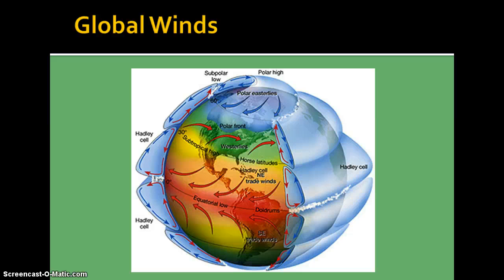So instead of that nice simple diagram where we had the air rising from the equator and sinking at the poles, because of the Coriolis effect, and you can see this here, in the northern hemisphere they're going to move in a clockwise direction, southern hemisphere in a counterclockwise direction. So instead of the two wind cells, you can see we've got many more that are occurring.